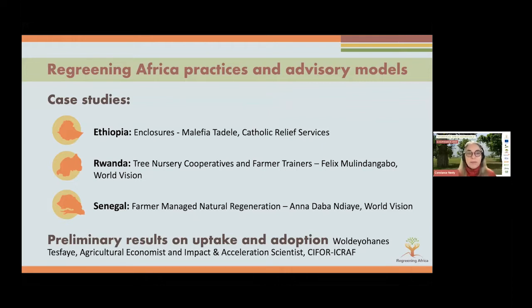We're going to hear from Ethiopia around the exclosures, and that will be by Malefia Tadele from Catholic Relief Services. From Rwanda, we're going to hear about tree nursery cooperatives and farmer trainers from Felix Mulindangabo from World Vision. And from Senegal, we'll hear about farmer managed natural regeneration from Anna Daba Ndiaye from World Vision. And all of these cases will be followed by the preliminary results on uptake and adoption from Wolde Johannes Tesfaye, agriculture economist and impact and acceleration scientist from CIFOR-ICRAF.